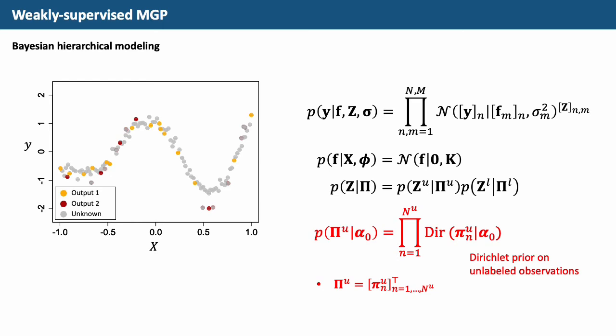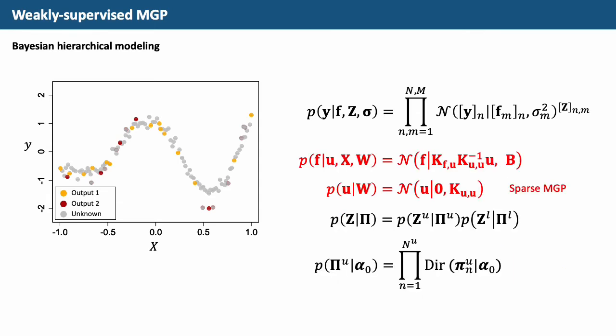However, if we use an MGP with full covariance matrix, it will be computationally expensive to estimate its hyperparameters. To cope with this issue, we can easily choose an alternative MGP within this modeling framework. In this work, we choose a sparse MGP, which can be more computationally efficient. Let's briefly talk about the key idea of sparse MGP.